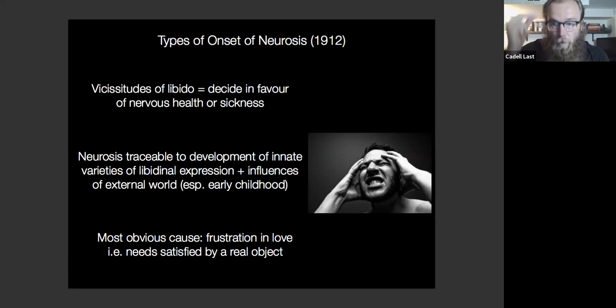And here, the central point is that the most obvious cause of the neurosis is frustration in love, and the need for a real object to satisfy love. So basically here we're dealing in Lacanian terms with the lost object. We're dealing with the impossibility of the lost object. That maybe extends the metaphysical speculation out into the full totality of the problem, the frustration of the lost object.